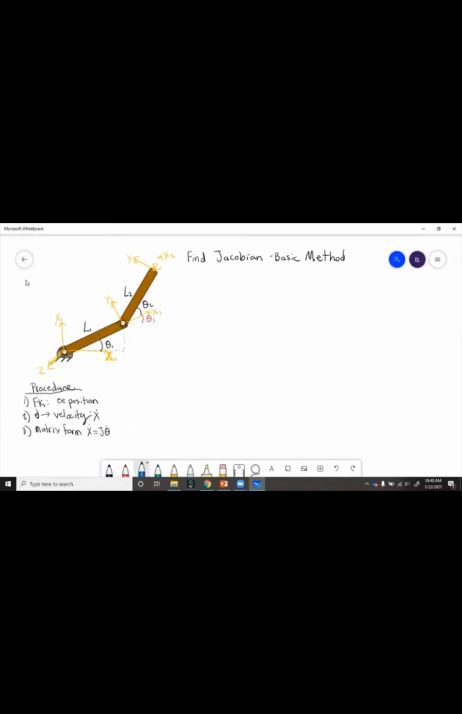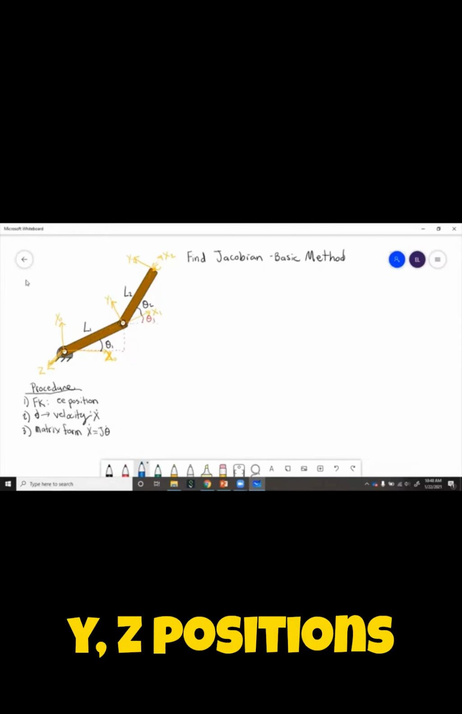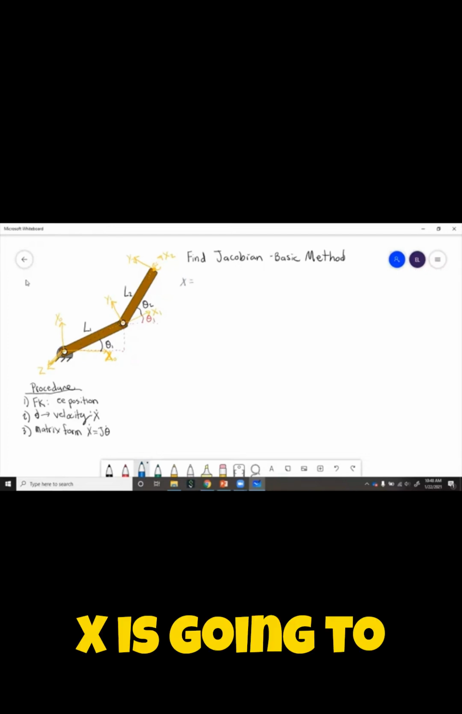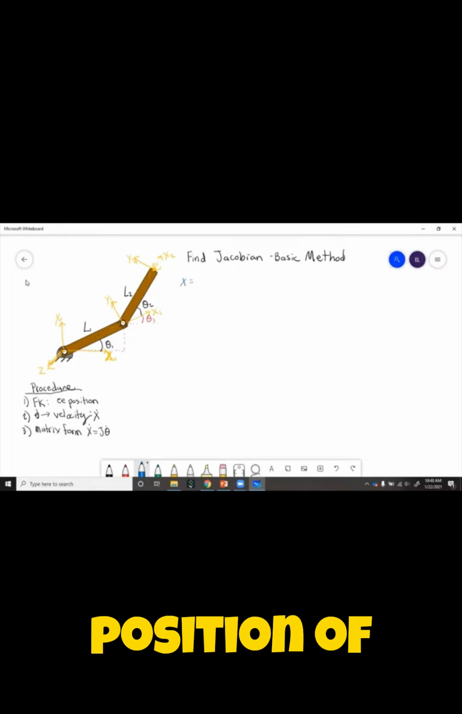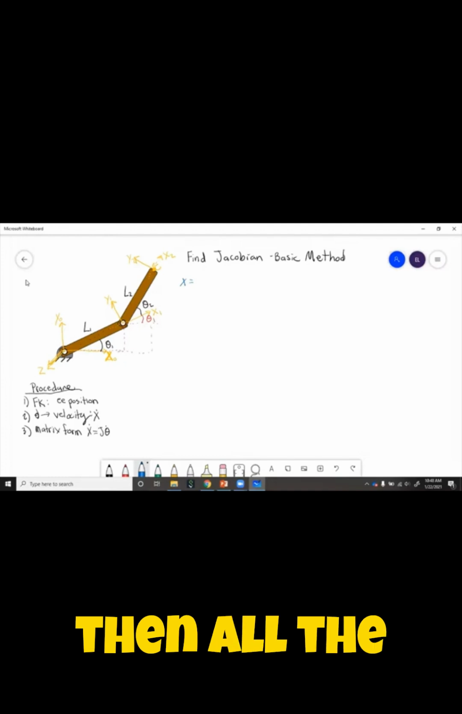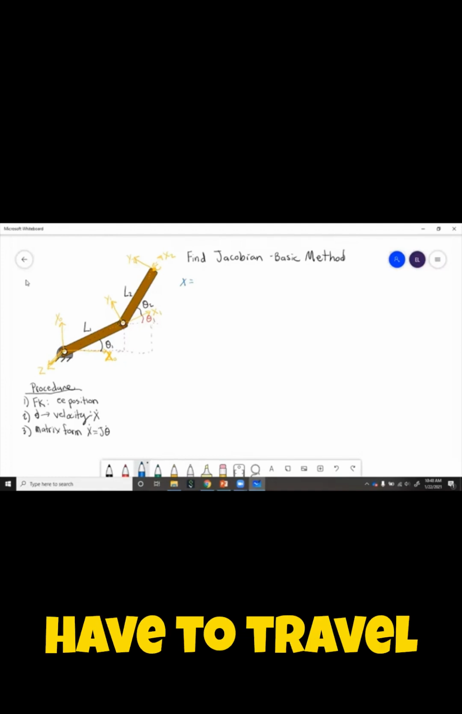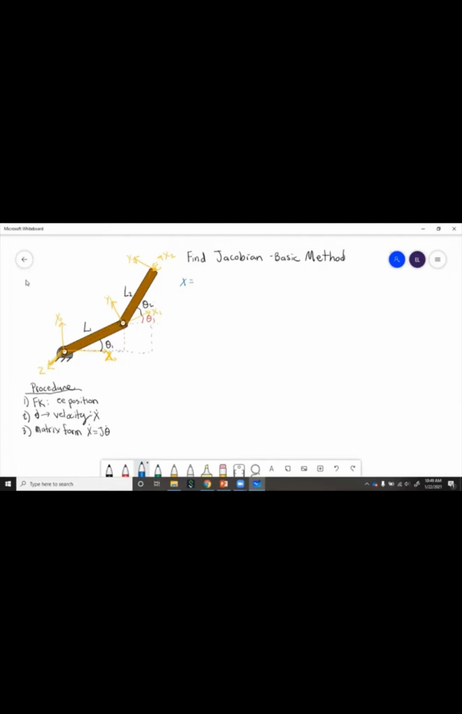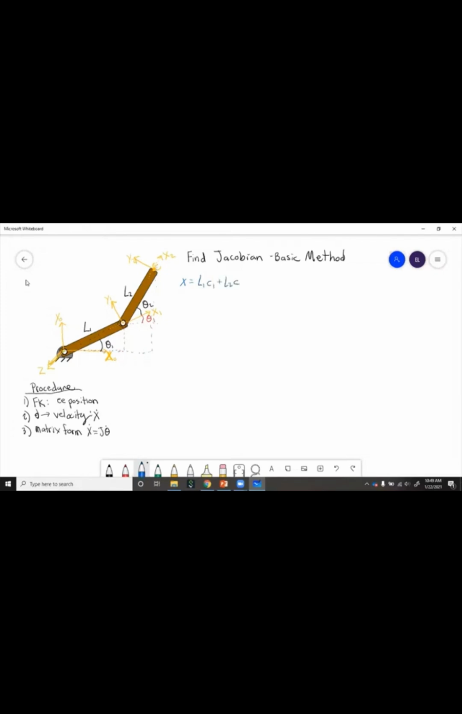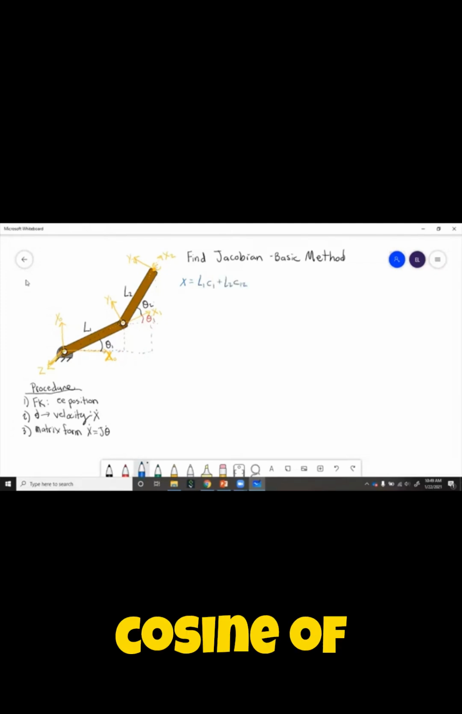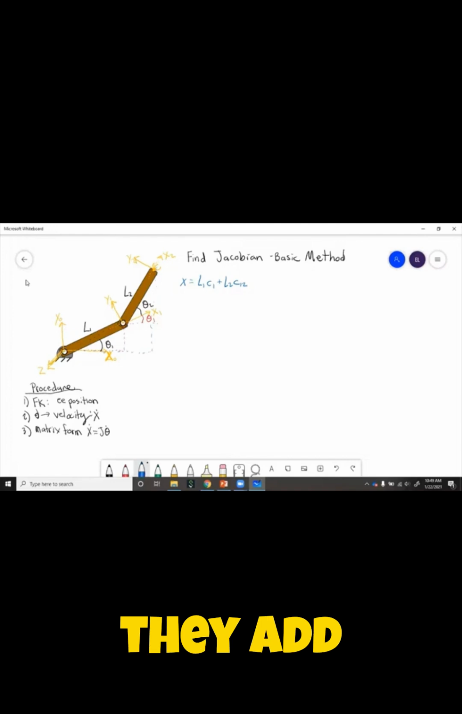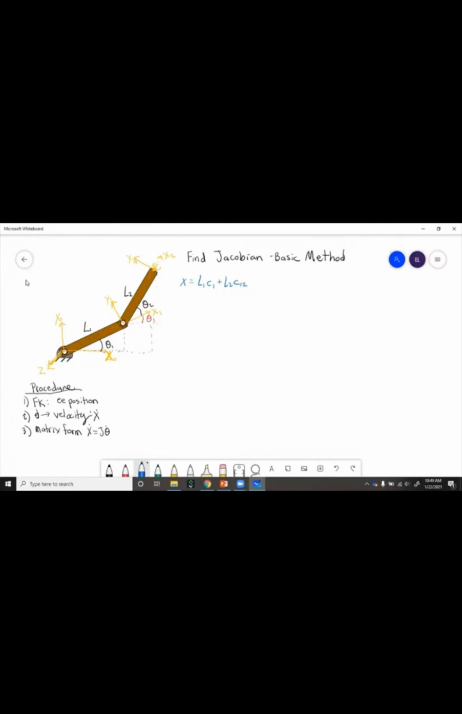So we'll start with step 1, getting the x, y, z positions of the end effector. x is going to be the x position of this, so we'll go all the way out to the side, and then all the way up. To get to the end effector, we have to travel along the link. So first link 1, and then link 2. And it's cosine of theta 1 plus theta 2 because theta 2 is given with respect to link 1. So they add together to get the angle of link 2.